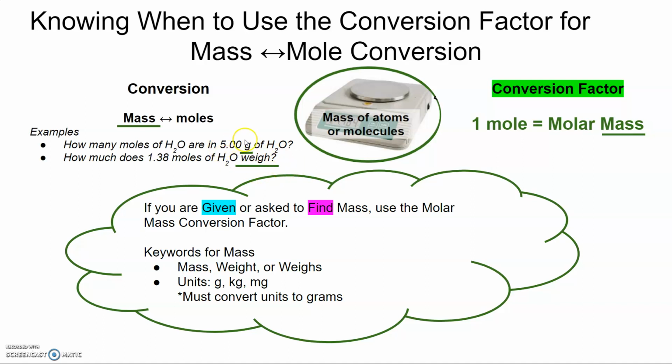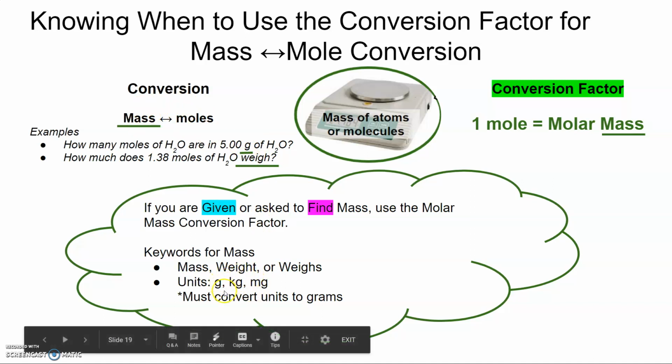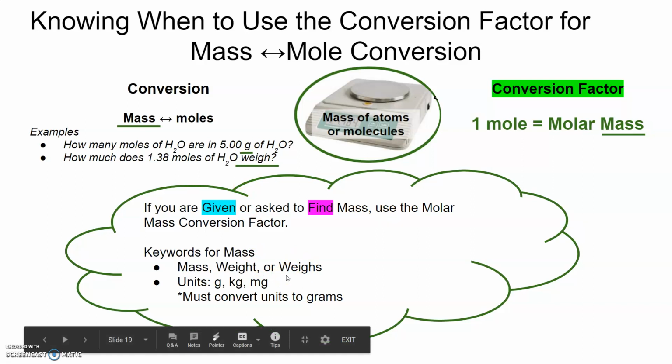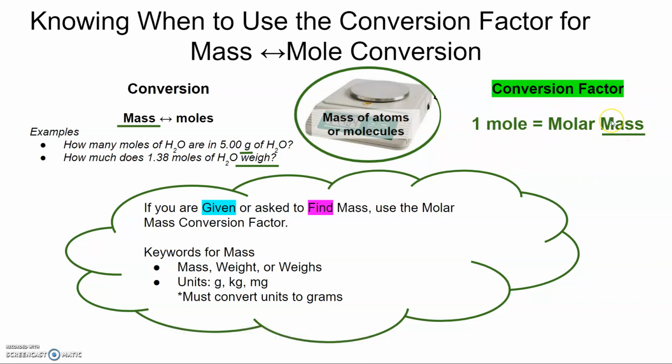You also would look for units in these problems like grams, kilograms, or milligrams. Those are all units of mass. So that's another key that you're trying to go from mass to moles or moles to mass. And remember that for these problems, you must convert your units to grams. So if you're given milligrams, for example, you'd have to convert it to grams first. But for any problem where you see any of these keywords like weighs, or the units grams, kilograms, and milligrams, then you know that you're going to use this conversion factor: 1 mole is equal to the molar mass. And you notice that in the conversion factor, the word mass is there. So it makes sense that this is the conversion factor used to go from mass to moles.